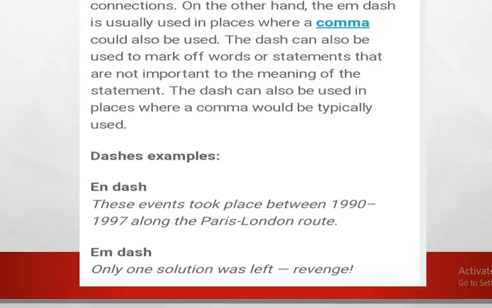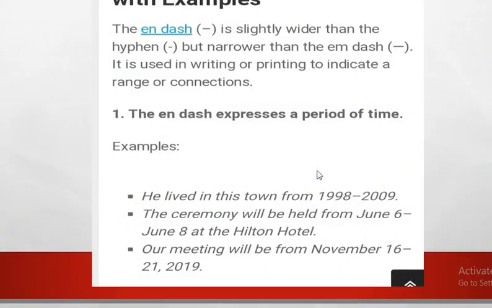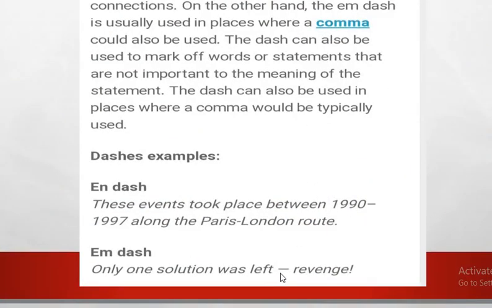En dash: these events took place between 1990 and 1997 along the Paris and London route. Em dash: only one solution was left, revenge. So this one is the en dash and this one is the em dash. The en dash is shorter than the em dash and the em dash is longer than the en dash.